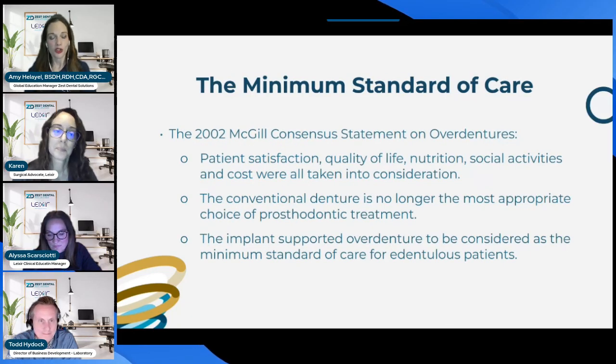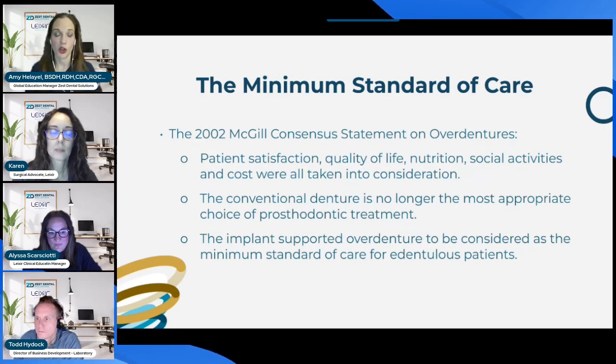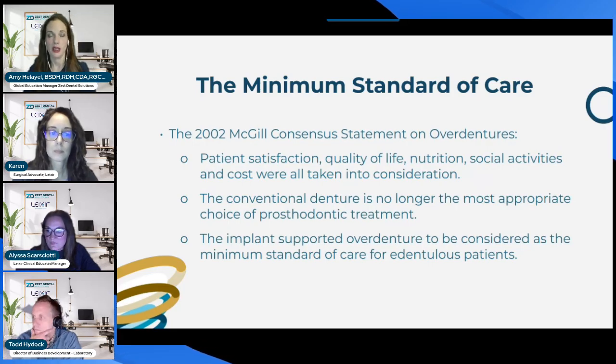So without further ado, I want to talk about overdenture therapy. At Zest Dental Solutions, we pride ourselves on being the leader in overdenture abutments, so we take overdenture therapy very, very seriously. When we talk about overdenture therapy as a standard of care, that's really known throughout the industry. We say the minimum standard of care is the overdenture. No longer is a traditional denture a standard of care. It's more of a substandard of care.